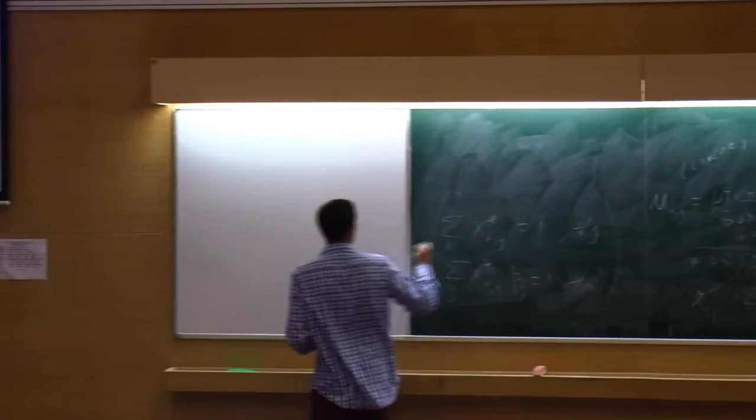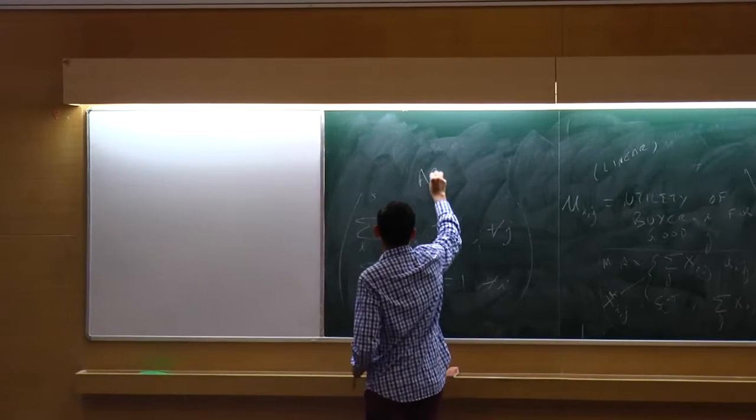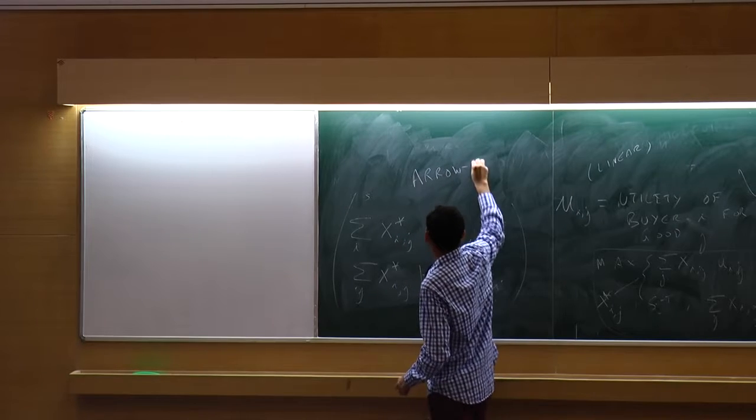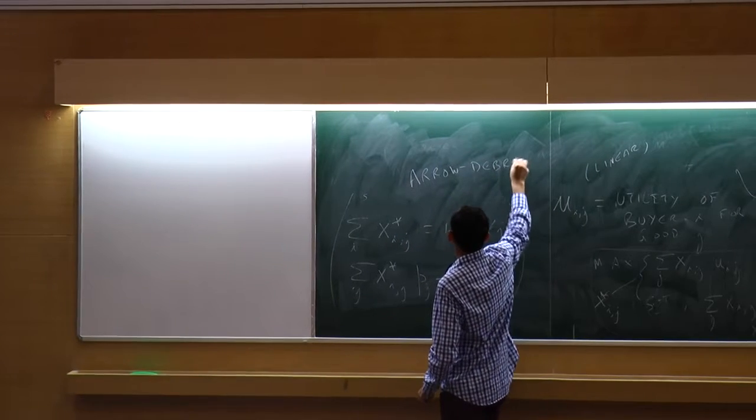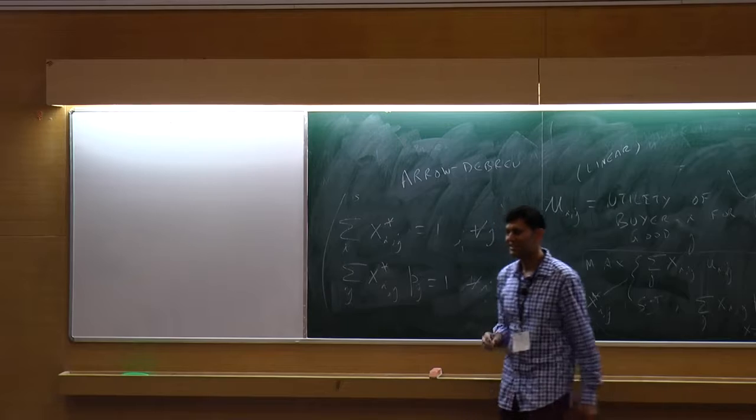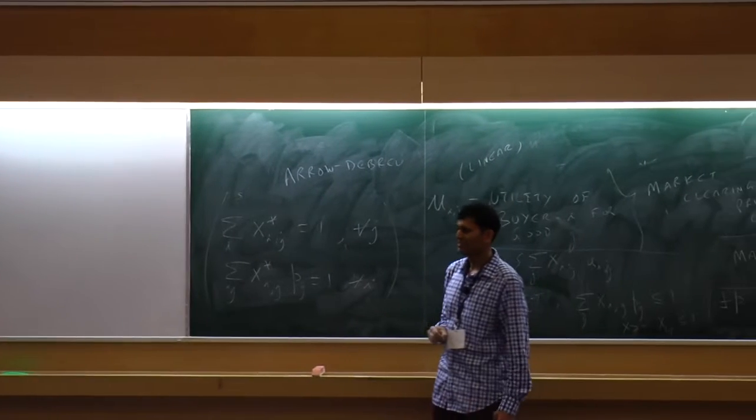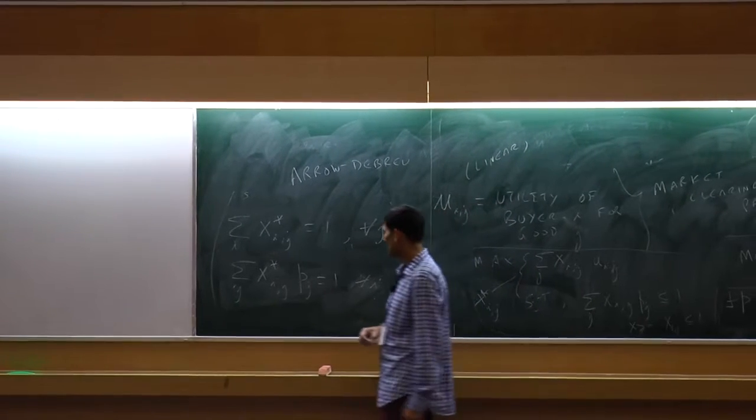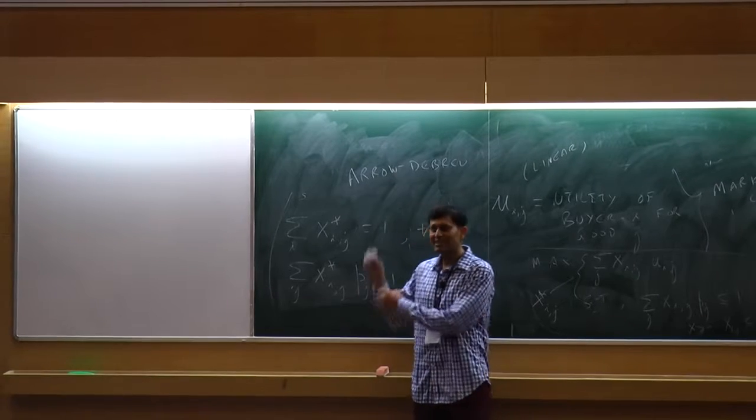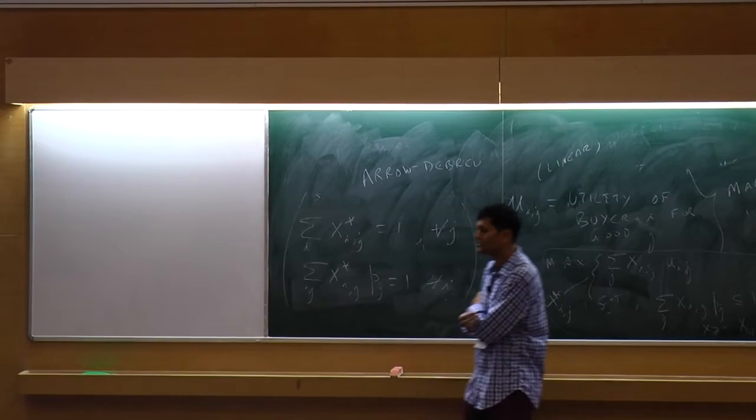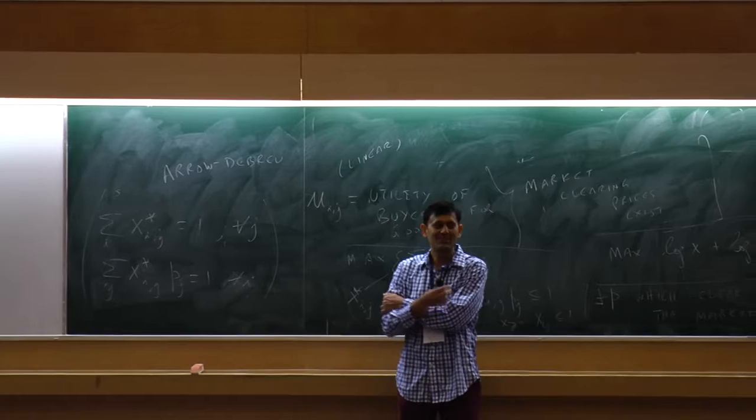Arrow Debreu. Sorry? Yeah, that's Arrow's impossibility theorem. Yeah, so the problem that I said with Nash is also true of Arrow. I mean, too much stuff.